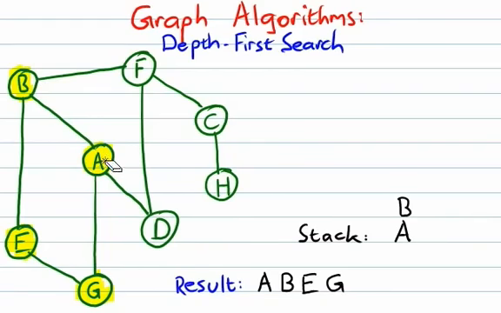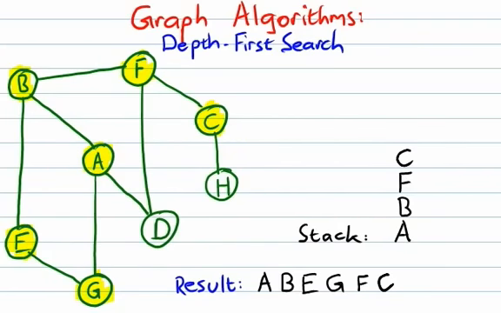Now from B, we've already visited A and E, so that leaves us with F. So the next vertex we're going to visit is going to be F. Push it onto the stack, visit it, mark it as visited. Now at the top of the stack we have F. If we take a look at F, we've already been to B, but we haven't been to either C or D. So we can visit the lowest of these alphabetically again, which is C, push it onto the stack, visit it, mark it as visited.